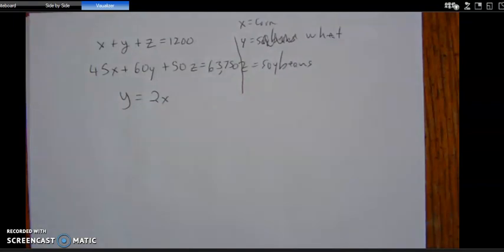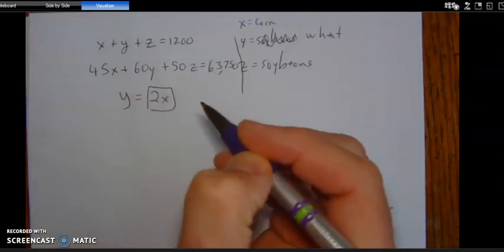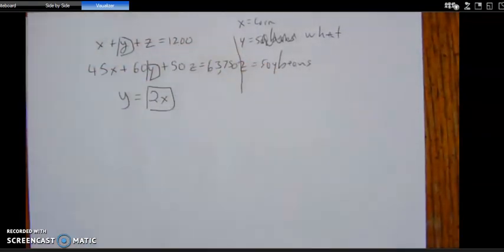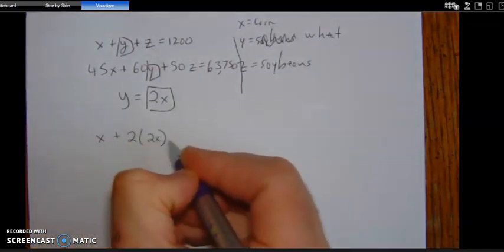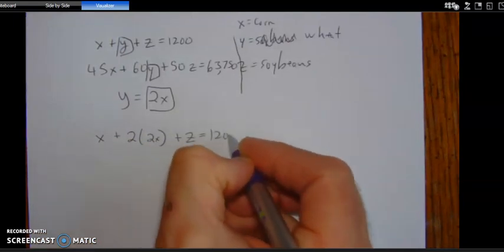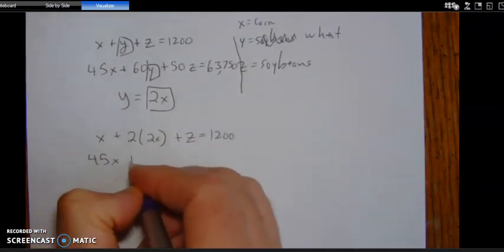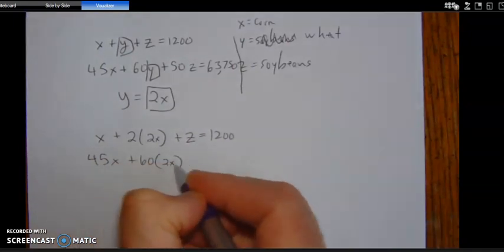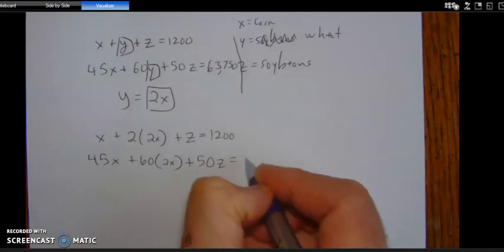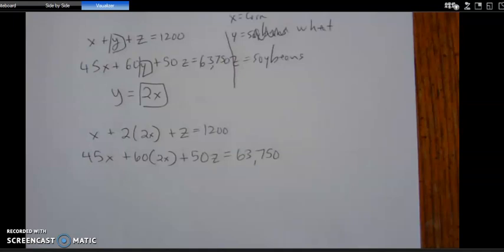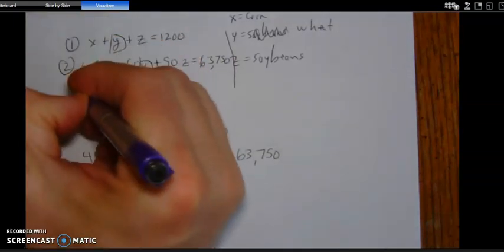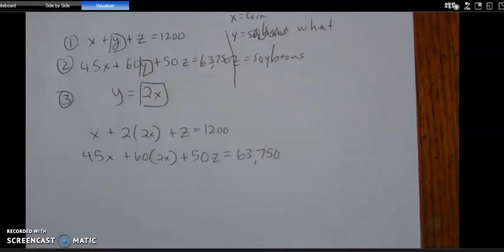So here's our system. It's 3 variables and 3 unknowns, so we're going to use substitution. I'm going to take this 2x and replace each of these y's with the 2x. So it looks like this. It's going to be x plus 2 times 2x plus z is the same as 1,200, and then 45x plus 60 times 2x plus 50z is the same as 63,750. You can see I rewrote the first 2 equations. If I call these equation 1, equation 2, and equation 3, I'm using substitution to rewrite equations 1 and 2.